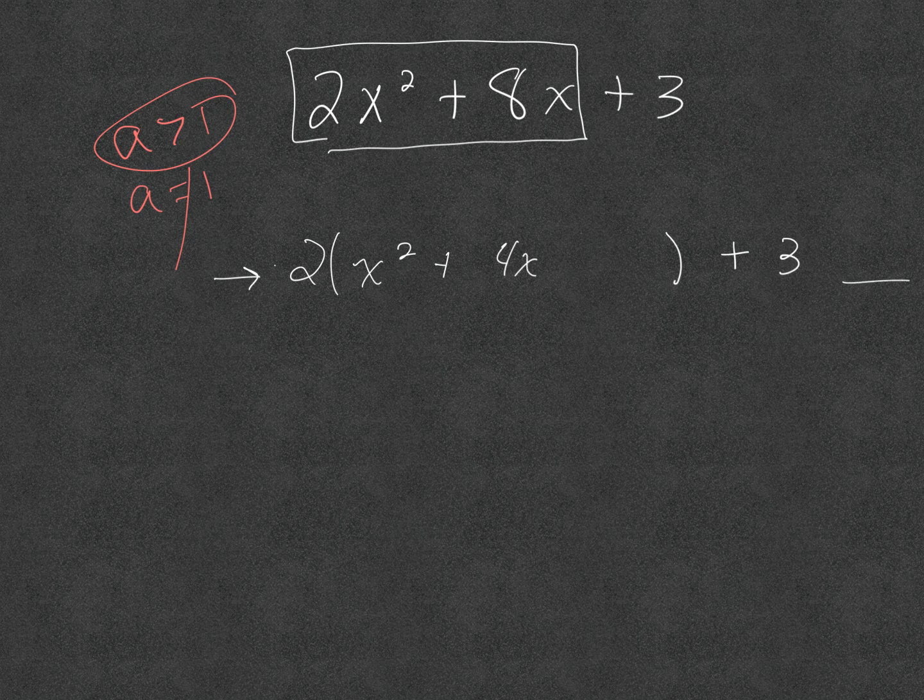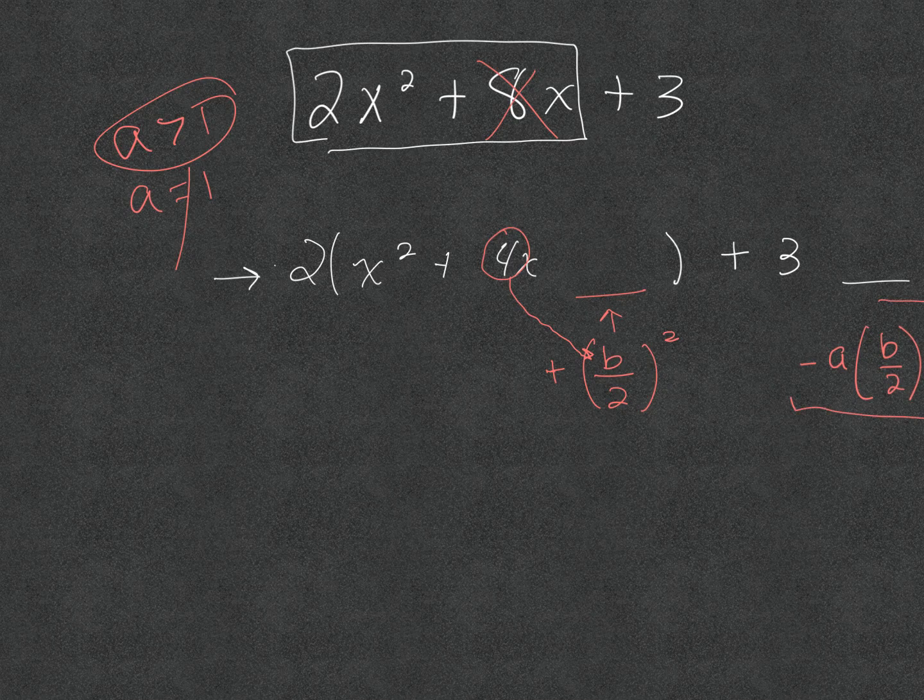So what is the difference, Mr. Ray? Well, on the inside, it's going to be the same. B divided by 2 squared. You're going to add that. But it's this B, not that B. And the other difference is you're going to subtract a times b over 2 squared. That right there is the big difference.